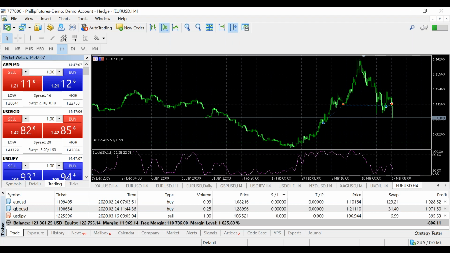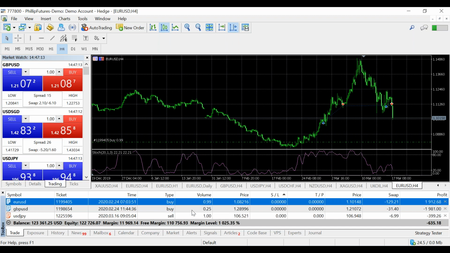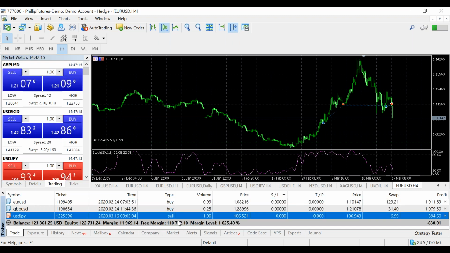And then at the bottom here, you can see your open positions. So for this one, dollar yen, sell one lot at 106.521. The current price went up, so therefore it's in slight losses. For the swaps, if it's a negative number, as you can see here, this would mean you need to pay. So if I close off this trade, the negative swap will be added to my losses.